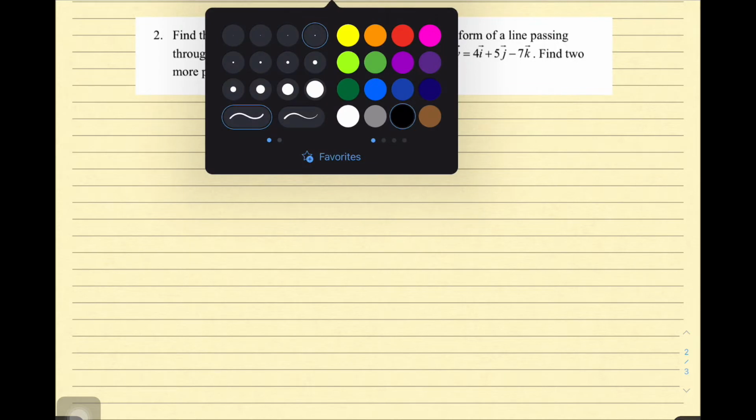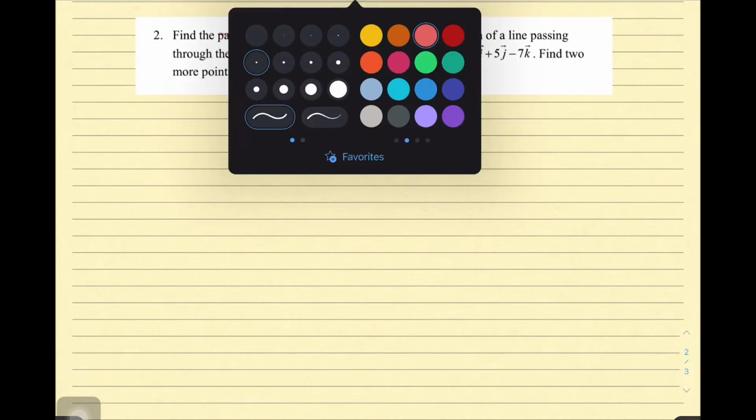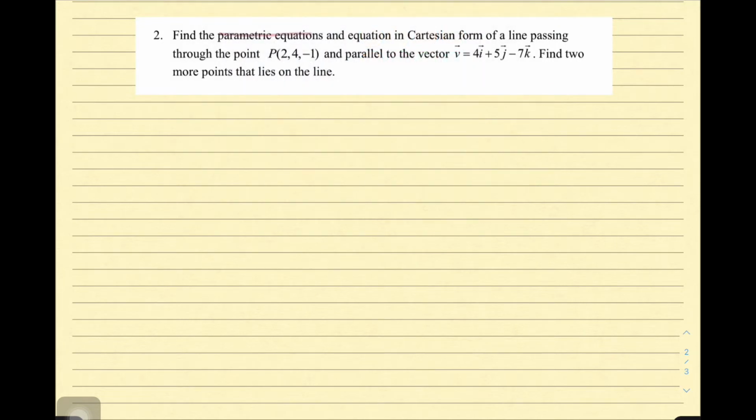Yang pertama, soalan minta kita cari parametric equations. Yang kedua, kita kena cari equation in Cartesian form. Dan yang ketiga, kita kena cari another 2 points that lies on the line.